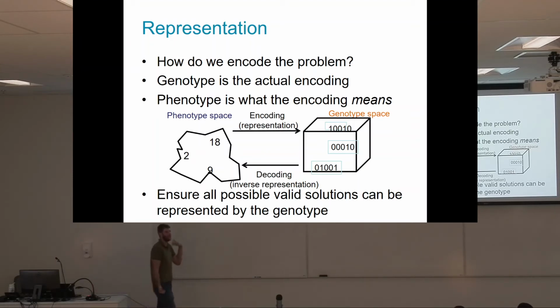But if you inadvertently create your encoding, and you're like, this is great, but there are actually gaps in what it can decode to. Imagine if the best possible solution is in a part of the space that your encoding can't actually represent.